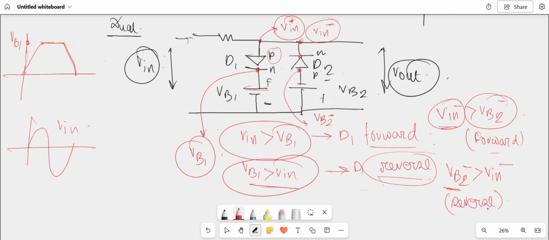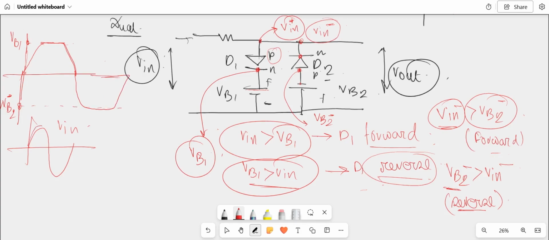So as we know from the parallel clipper, this circuit will only conduct if the diode becomes reverse biased. So if VB2 negative is greater than V in negative, then the diode will be reverse biased. Suppose in this waveform, I am defining VB2 negative here. Up to this point, the diode will conduct. So it will go like this, this waveform like this.